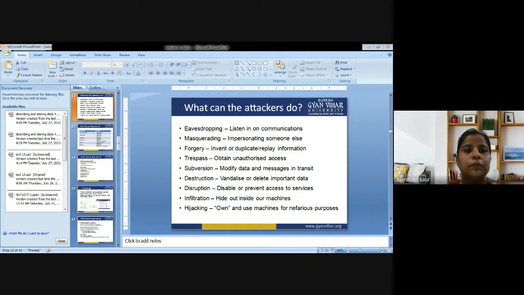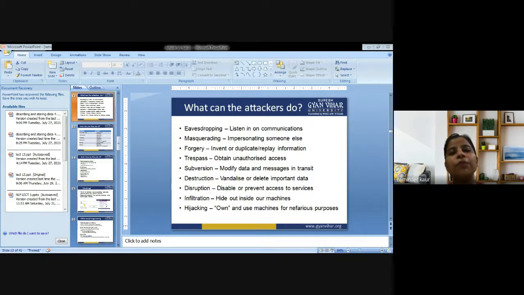Next is forgery attack. What is basically a forgery attack? It is called cross-site request forgery. It is an attack that forces an end user to execute unwanted actions on the web application in which they are currently authenticated.